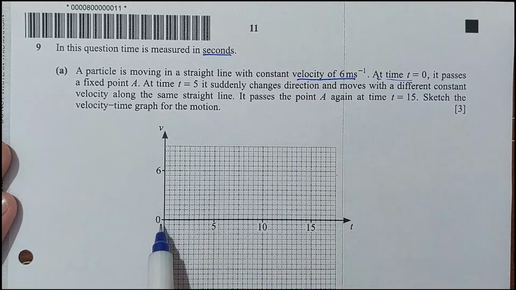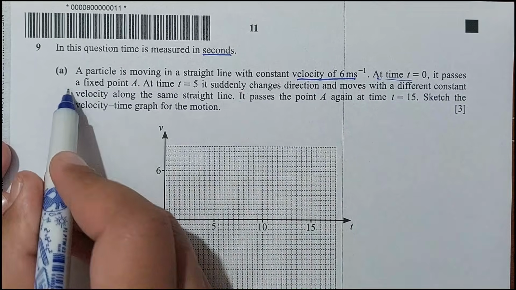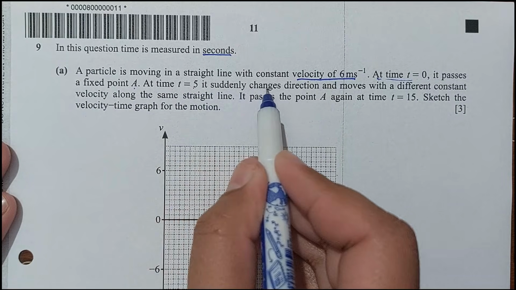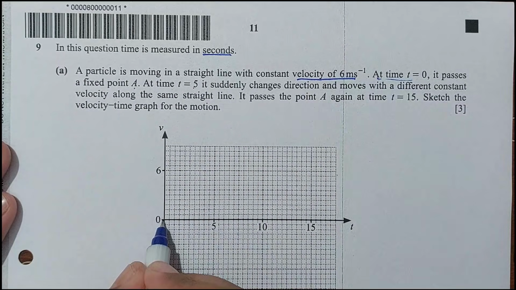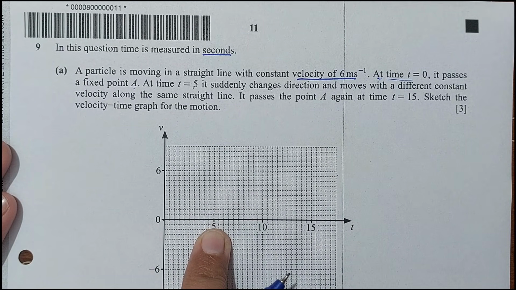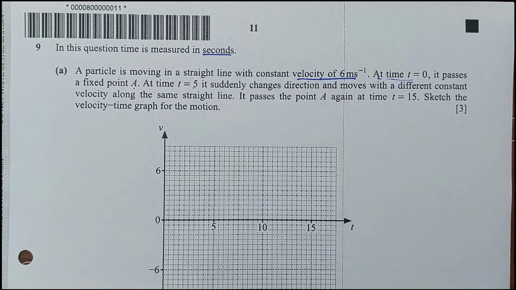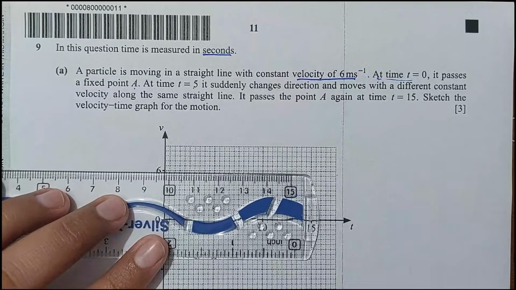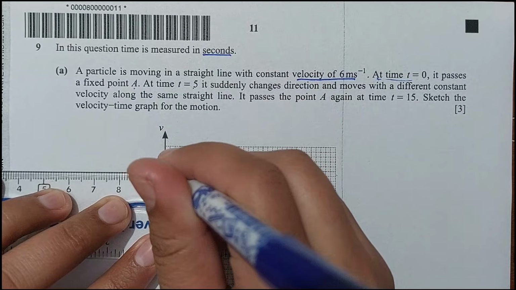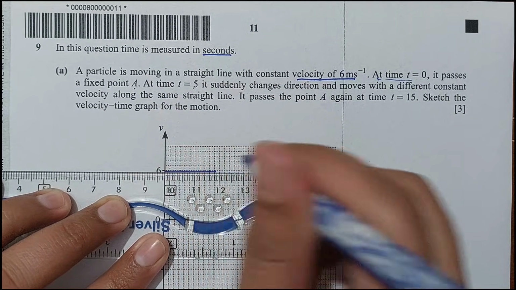At t equals 0, when the time is 0, it passes through the fixed point A. At t equals 5, it suddenly changes direction. Between 0 and 5, the particle moves with a constant velocity of 6 meters per second, so this is represented by the horizontal line at v equals 6.